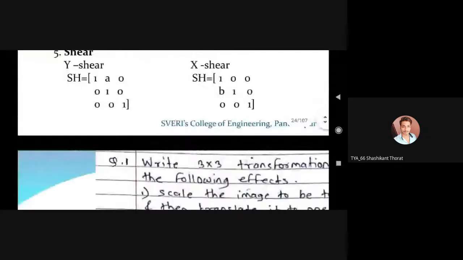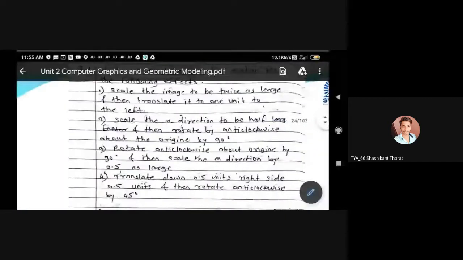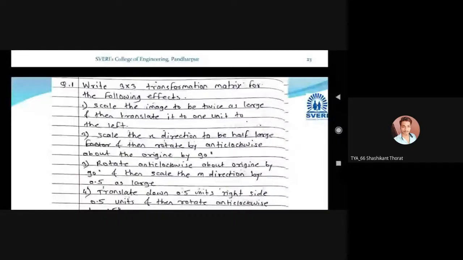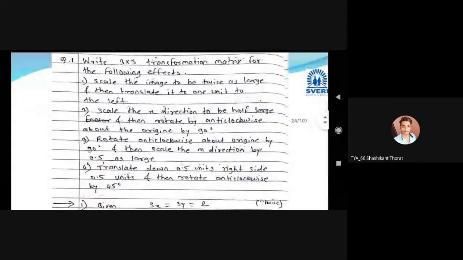Okay, so what type of problem will be asked? Homogeneous: more than one operation will be there, then that problem will be this. This is the basic information. Okay, this problem will definitely be asked in the examination.